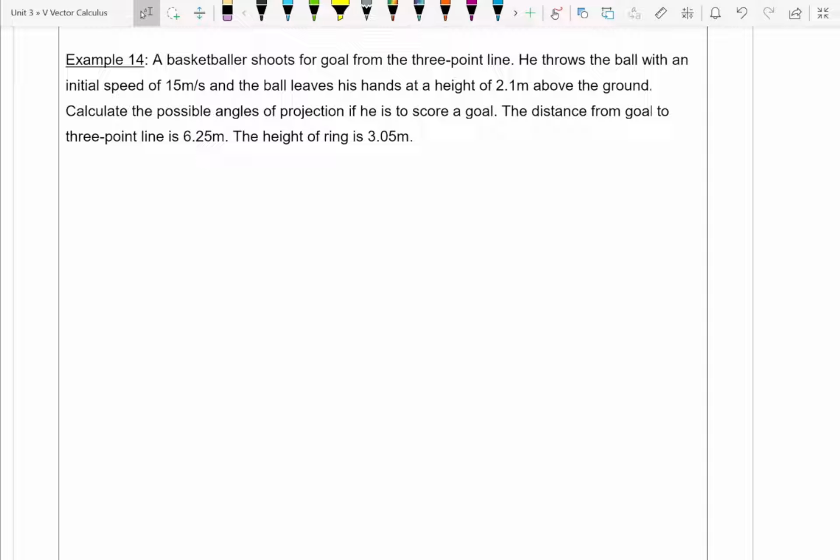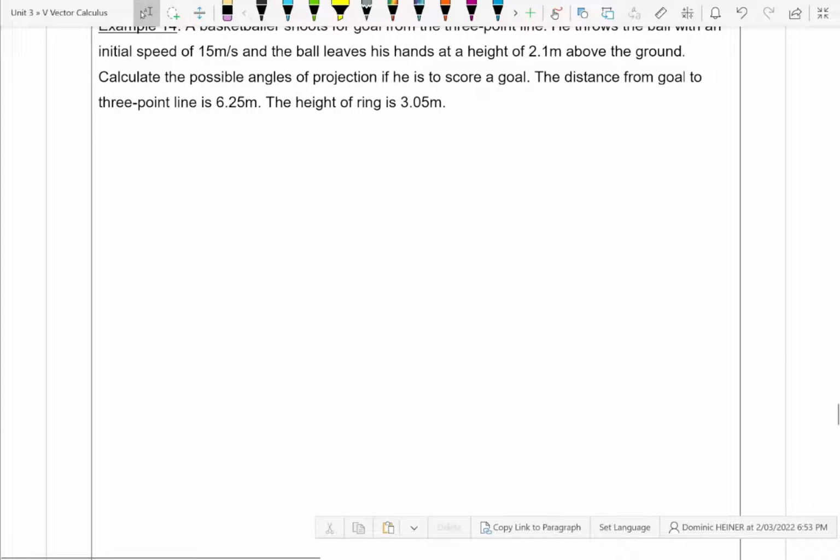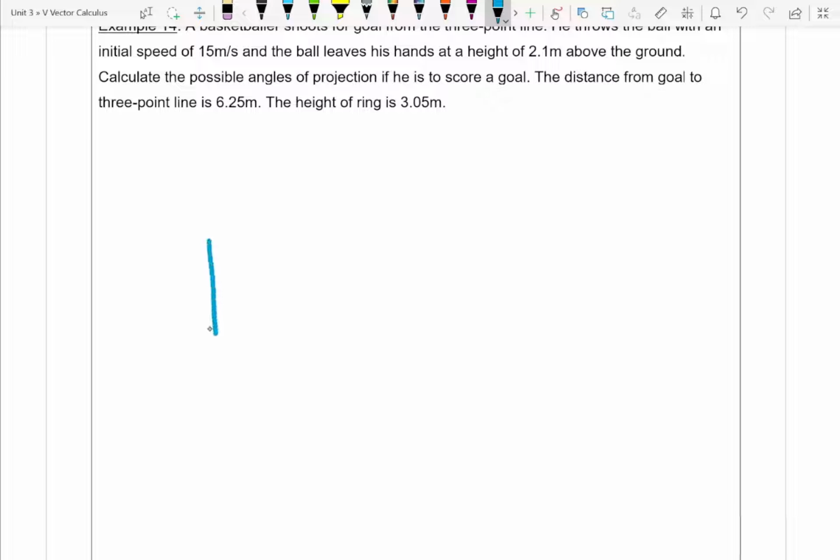So we want to look at all of the possible angles where this makes 6.25. So first of all, we want to draw an image. So there's our 2.1 meters. Here's our, well, let's get them on the same plane.